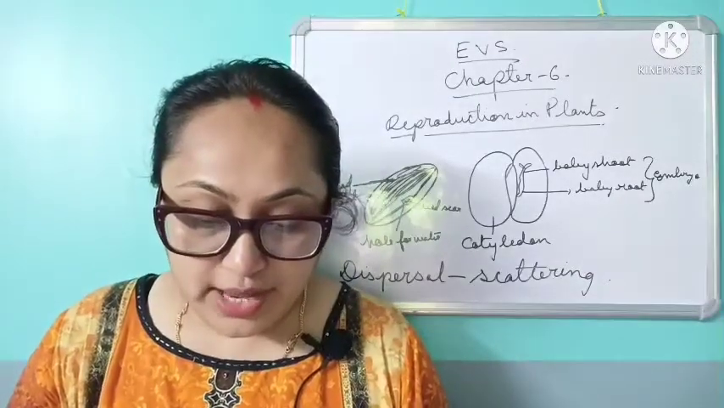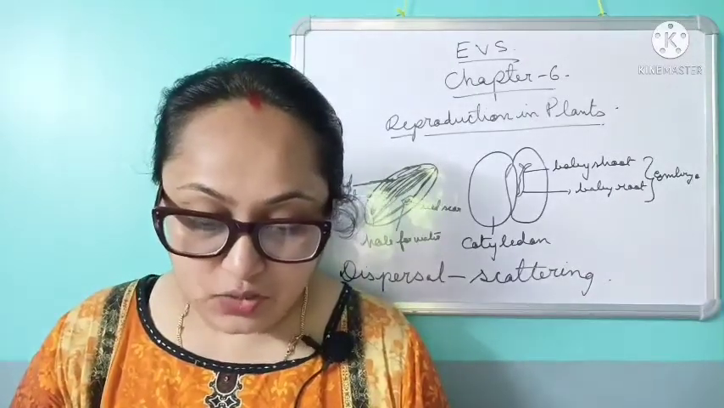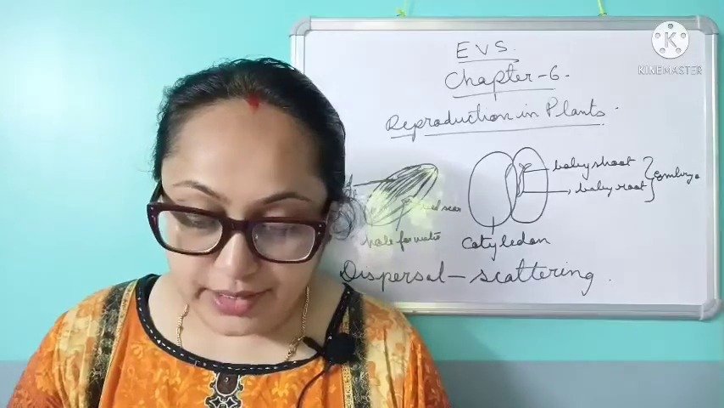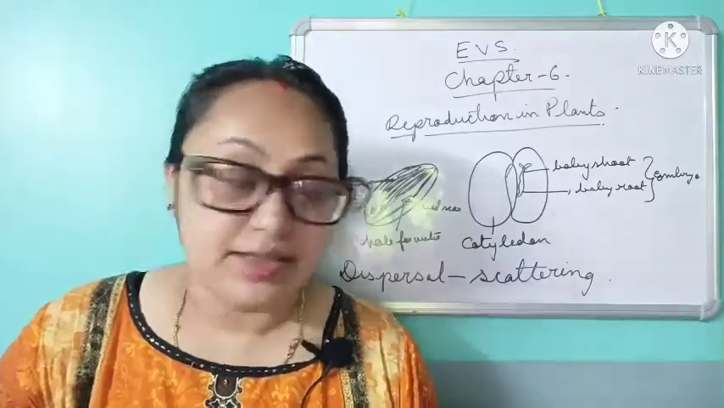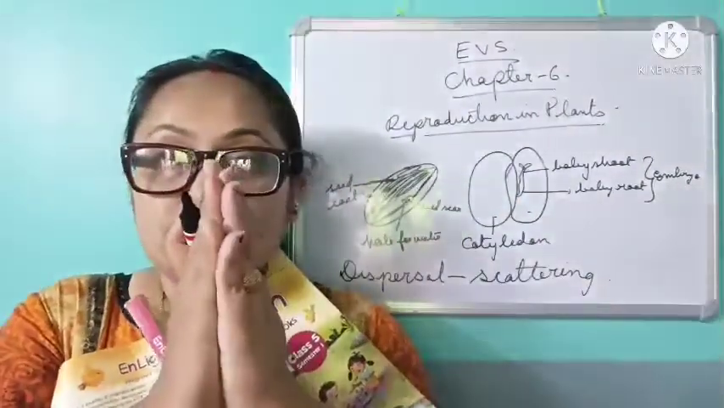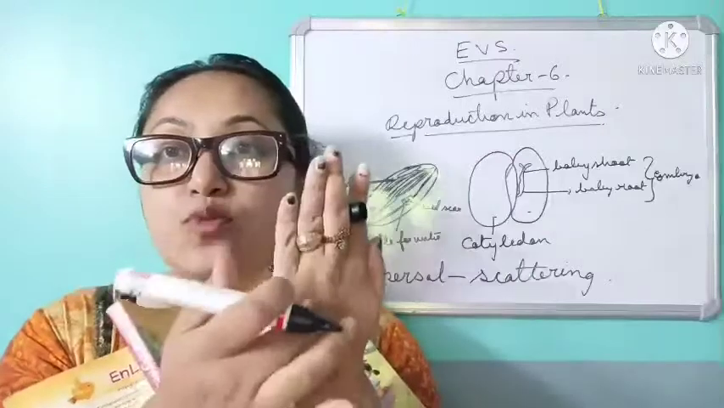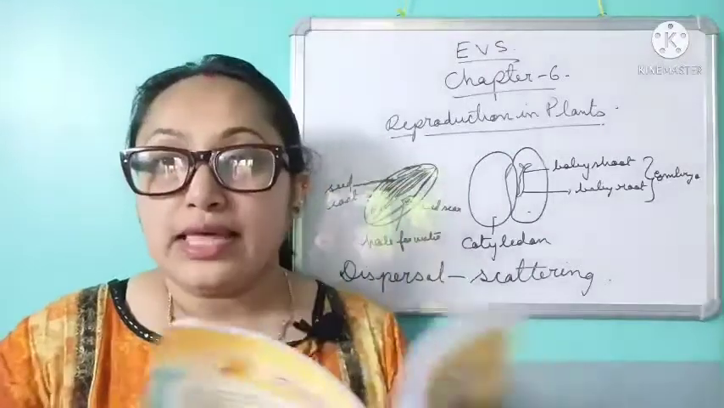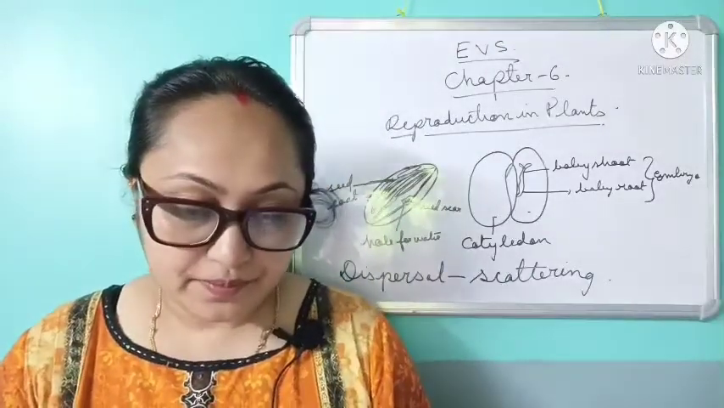Below the seed coat there are two seed leaves called the cotyledons. Now what are the cotyledons? This is called the cotyledons. When we divide the seed into two parts, this portion is called the cotyledons. The inside part is called the cotyledons.